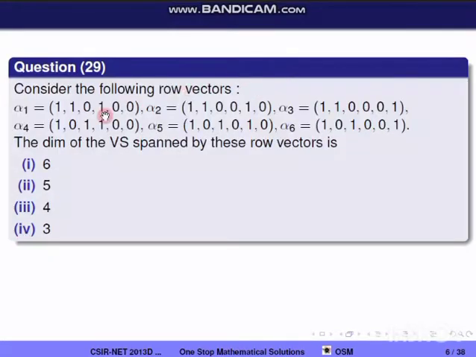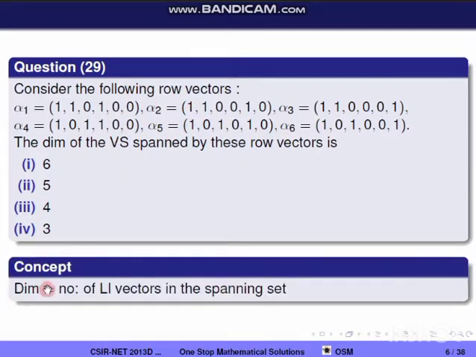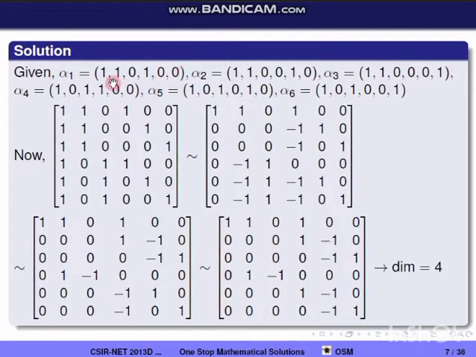Next question, question 29. Consider the following row vectors alpha 1, alpha 2, alpha 3, alpha 4, alpha 5, alpha 6. The dimension of the vector space spanned by these row vectors is. So we are given 6 row vectors here. We have to find the dimension of the vector space spanned by them. So we look into the concept used. Dimension is equal to the number of linearly independent vectors in the spanning set of the vector space. So we look into the question now. So they are given the 6 row vectors.